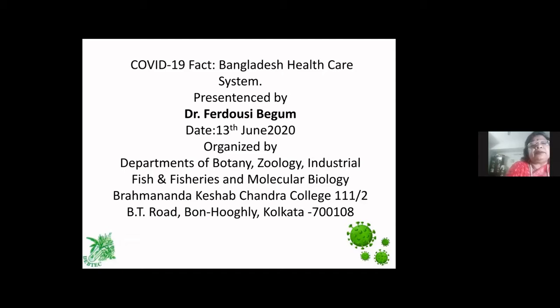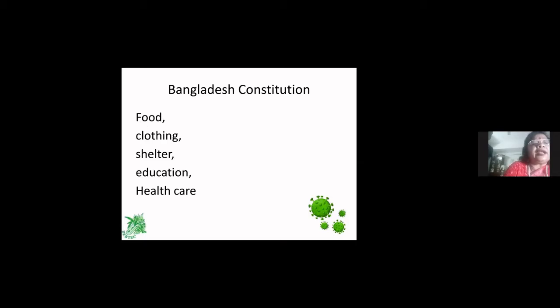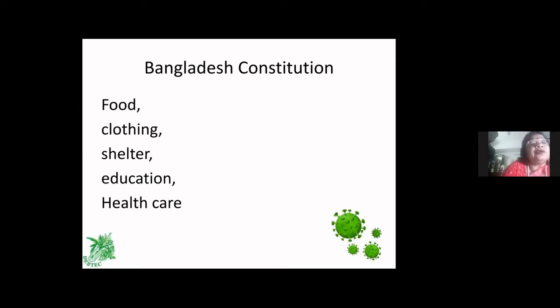Our Bangladesh Constitution has five pillars: food, clothing, shelter, education and healthcare. Bangladesh is now called a food security country, and clothing is also not a problem at all. Shelter is a little bit of a problem. In education we achieved the MDG goal, but in the healthcare system, in COVID time, we just knew that we are not in a good position. We are totally in a risky position.